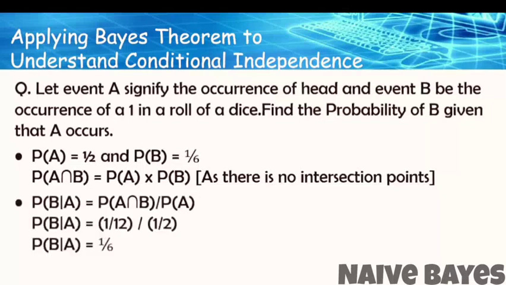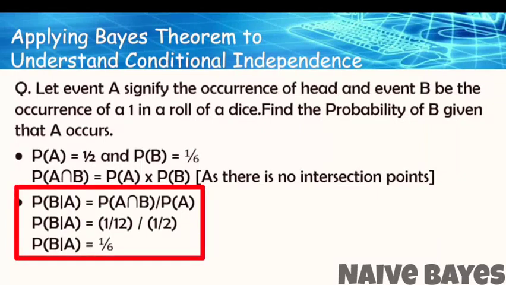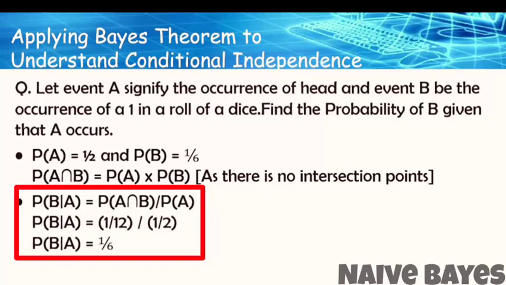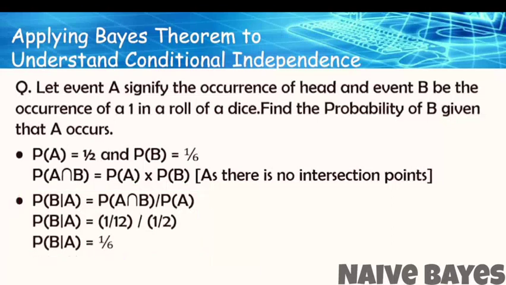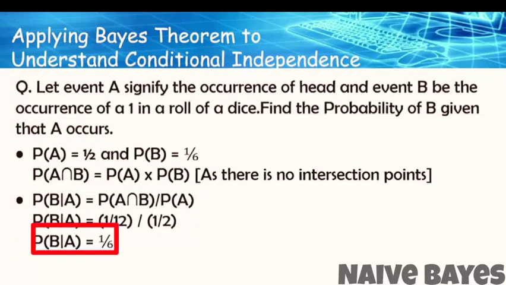So we have 1 divided by 2 into 1 by 6, which is 1 by 12. Now substituting back the base formula which we saw in the earlier slide, the probability of B by A is the probability of A intersection B divided by the probability of A. So it is 1 divided by 12 whole divided by 1 by 2. Just work with simple maths: the 2 in the denominator comes to the numerator and cancels with the 12, 6 times. Hence we get the final probability of 1 by 6.